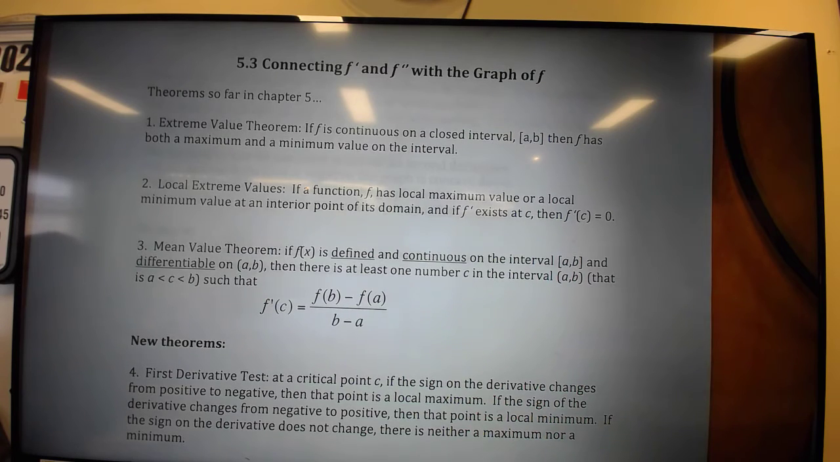Okay, team, here we go. Calc Day 1 remotely. So we're going to be looking at 5.3 today.